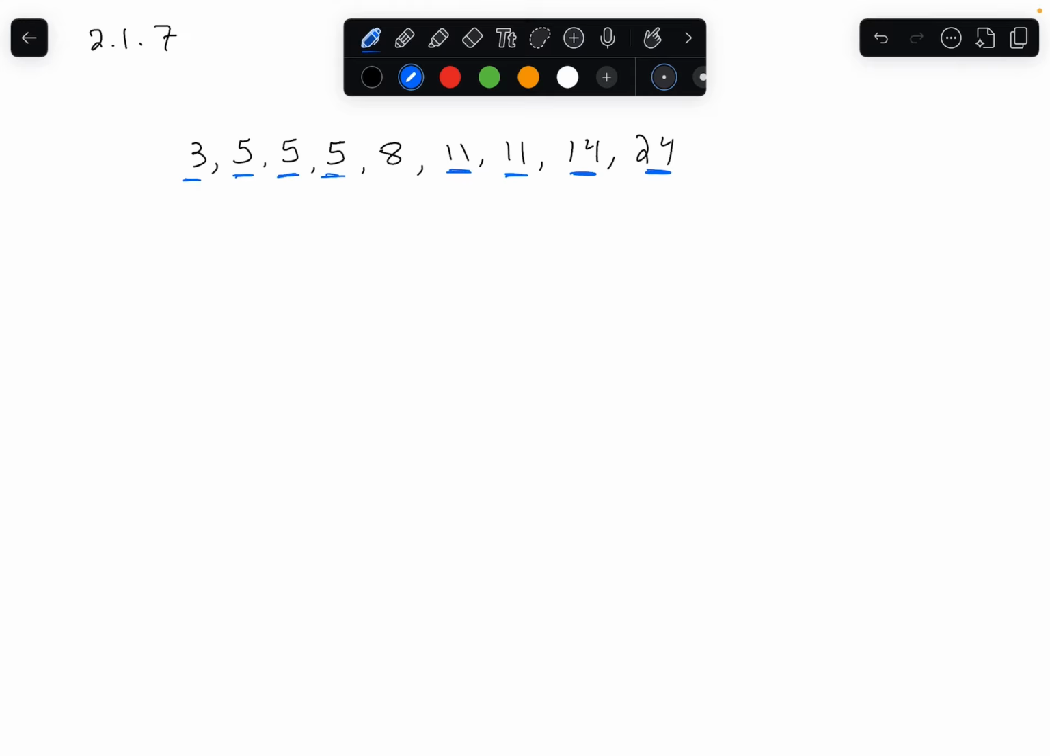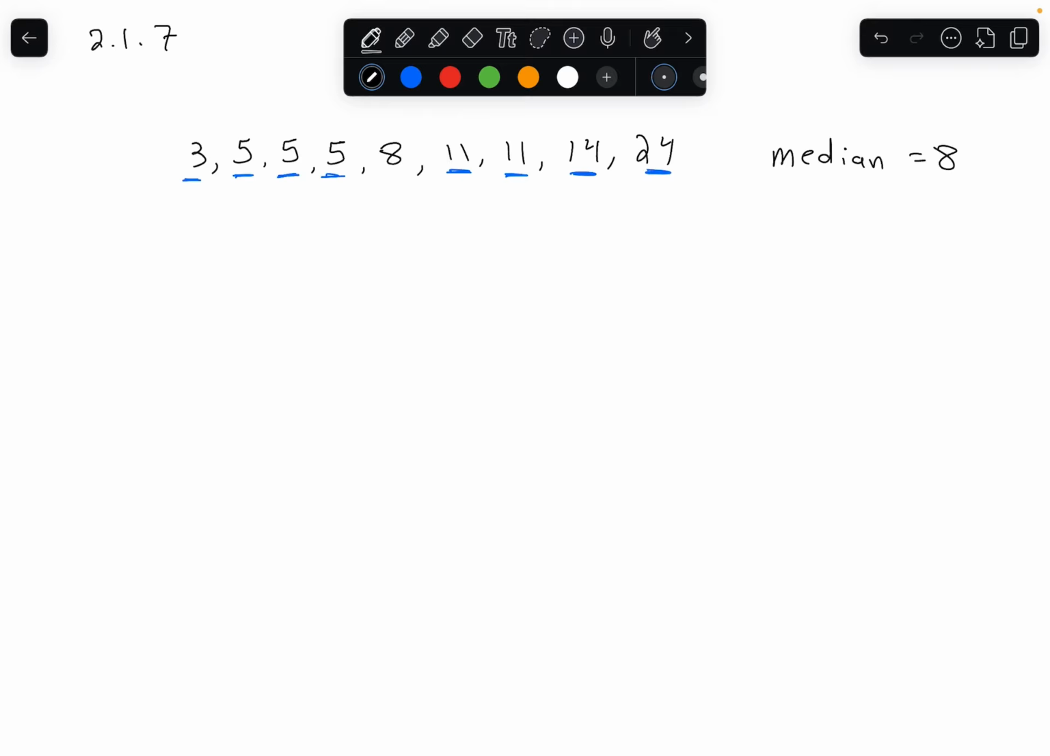Now, one of two things is going to happen. I'm either going to be left with one number in the middle or I'm going to be left with two numbers in the middle. So in this case, I've got one number left in the middle, in which case my median is just 8. So my median is equal to 8. There's nothing else that I need to do.